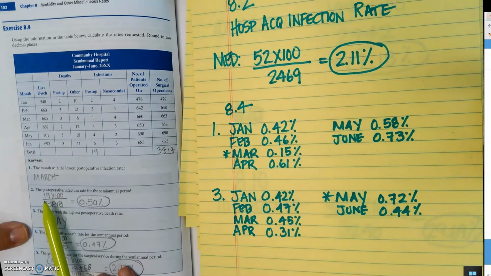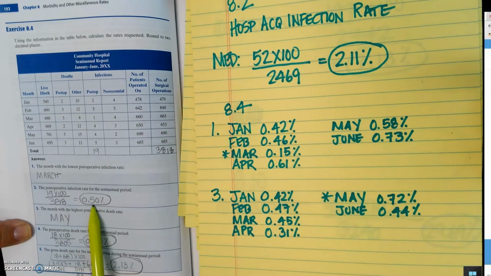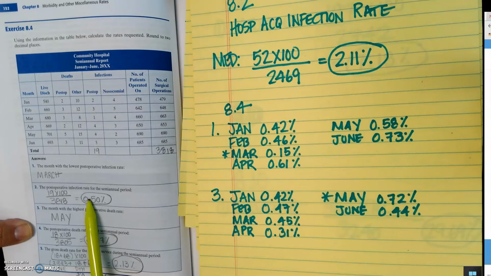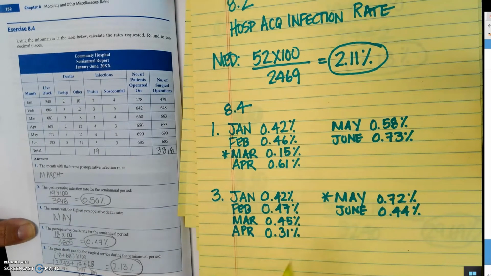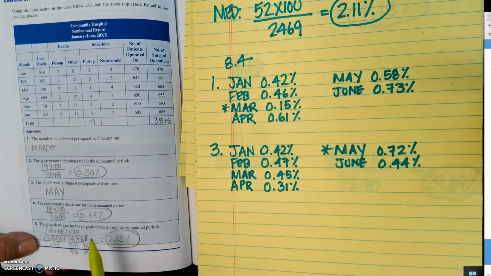Total number of infections multiplied by 100 over surgical operations for 0.50%. Don't forget your leading zero. If you don't have that leading zero, somebody may miss the decimal and say, oh my God, that hospital has a 50% postoperative infection rate. Would you want to go get surgery there? I would not. So make sure you've got that leading zero so you don't drop that decimal.